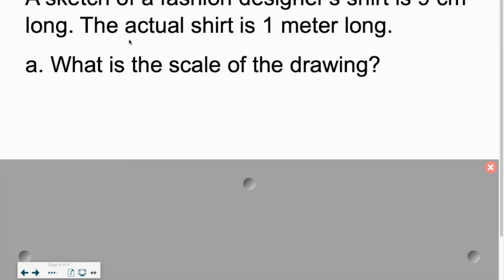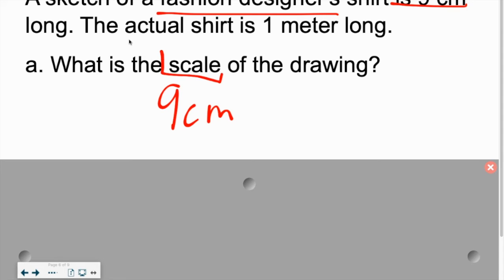Now, if you are interested in actually going into fashion design, they actually do this. They sketch out, they draw by hand first what they want their outfits to look like. So that's what's happening here. There's a shirt being designed. The drawing of the shirt is 9 centimeters. So let's write the scale. Again, the scale is huge.